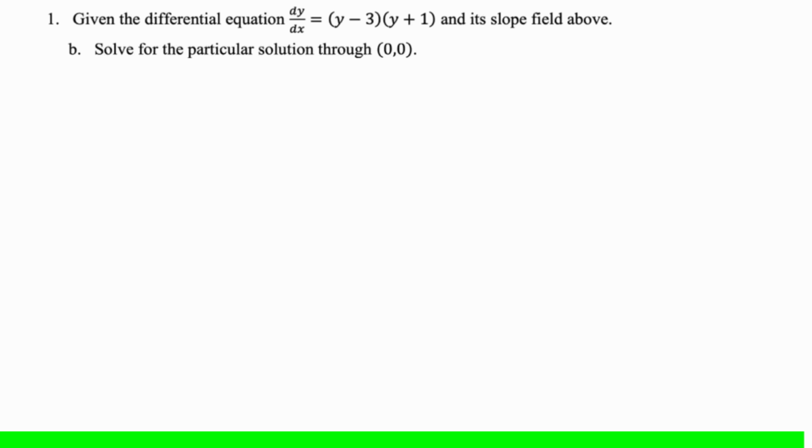Solve for the particular solution that is going through (0, 0). All right, so you can see x is the independent variable, y is the dependent variable. We have to separate and then integrate. So we've got to get everything with a y on one side, everything with an x on the other side. So I'm going to say dy over (y minus 3)(y plus 1) is equal to 1 dx.